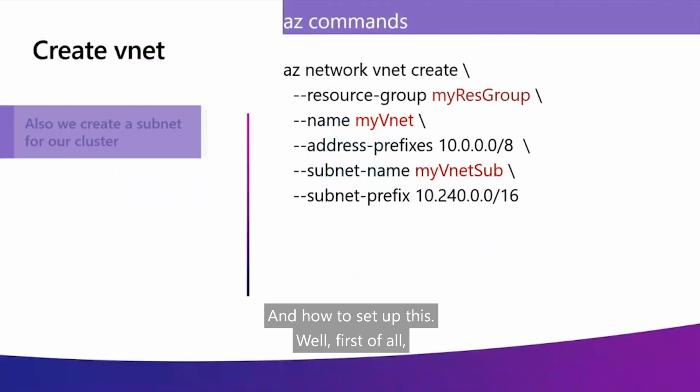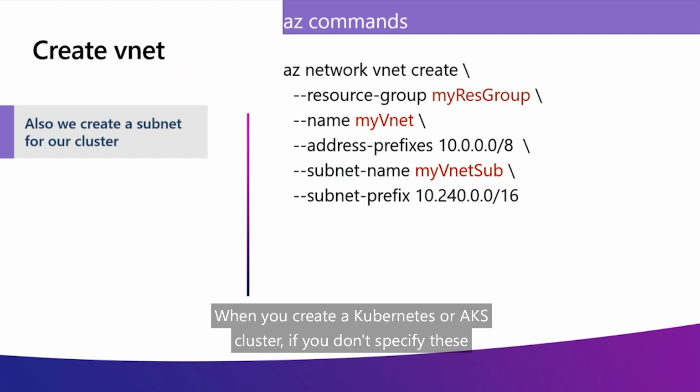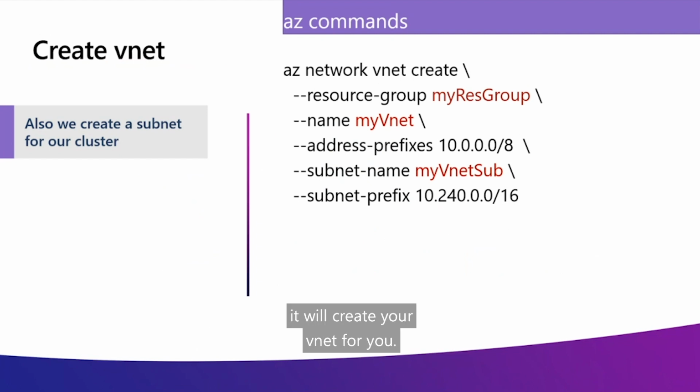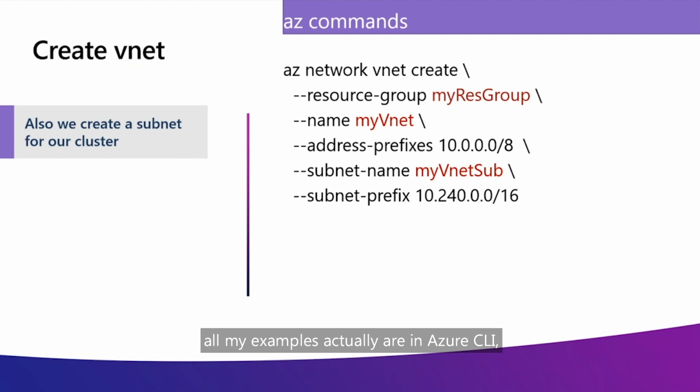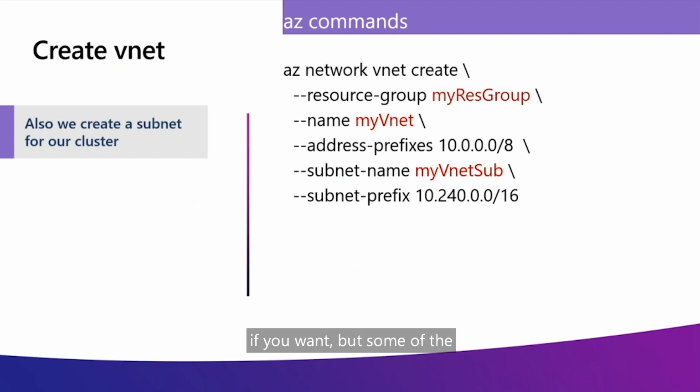How to set this up? Well, first of all, we need to create a VNet because we want our cluster to be in our networking resources. This is not strictly necessary, especially for test purposes. When you create an AKS cluster, if you don't specify this, it will create your VNet for you. But we want to have some more control here. So all my examples are actually in Azure CLI. But of course, you can use the portal, and you can also use PowerShell if you want. But some of the features are still available only in the Azure CLI, and I'll point that out later.